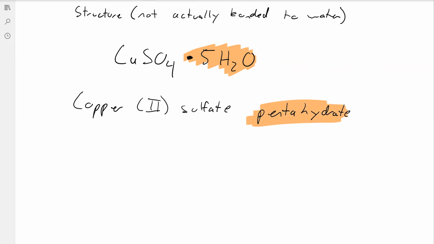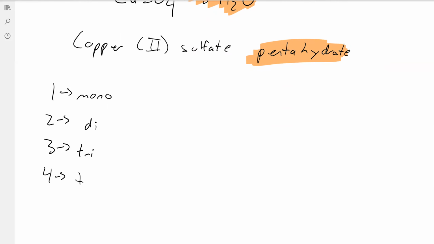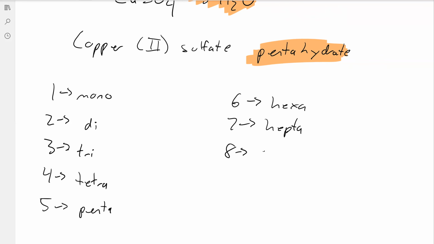Right, so the penta means 5 and the hydrate means that there's waters, right? So it's always going to be something hydrate, and what the prefix is depends on how many there are. If there's 1, then it's mono, 2 is di, 3 is tri, 4 is tetra, 5 is penta, 6 is hexa, 7 is hepta, 8 is octa, 9 is nona, and 10 is deca.